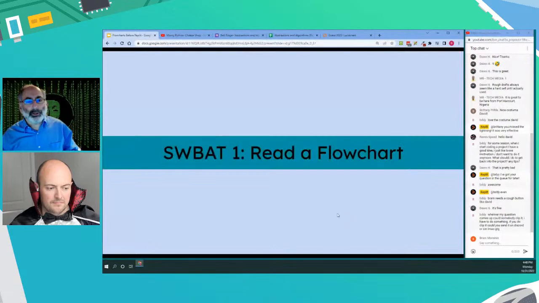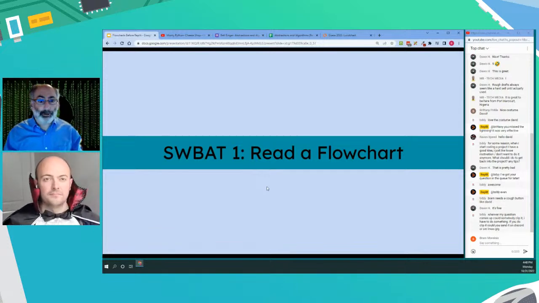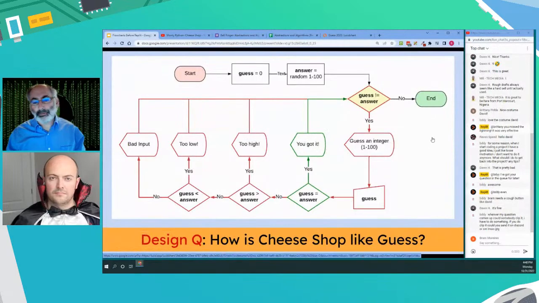So by the way, SWBAT stands for students will be able to. And so the first thing we want students to be able to do is read a flowchart. Again, we give them this and we give them this, and I ask them, how is cheese shop like guess? Maybe they'll be able to get that, but at least they're putting some open-ended divergent thinking at the task.